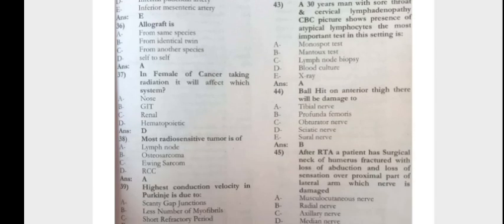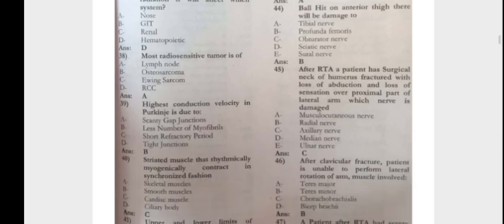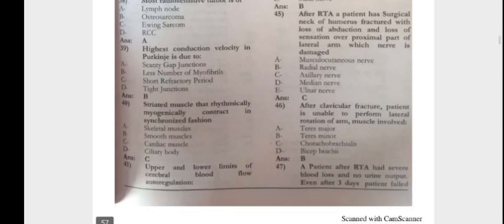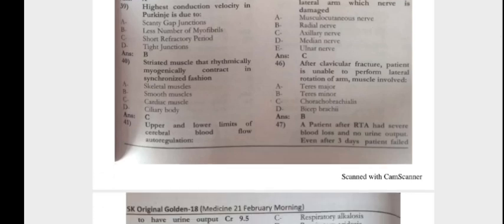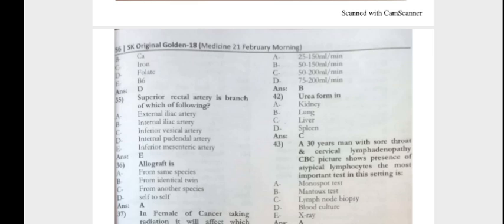The allograft is from the same species. In a female with cancer taking radiation, which system will be affected? That is the hematopoietic system. The most radiosensitive tumor is of the lymph node. Next, the highest conduction velocity in the Purkinje fibers is due to the lesser number of myofibrils. The striated muscle that rhythmically and myogenically contracts in a synchronized fashion is the cardiac muscle. The upper and lower limits of cerebral blood flow autoregulation would be 50 to 150 ml/minute.